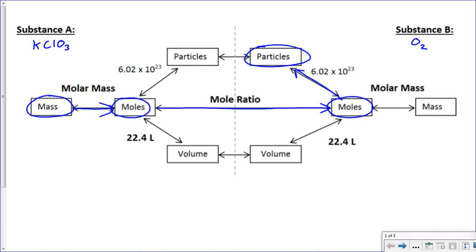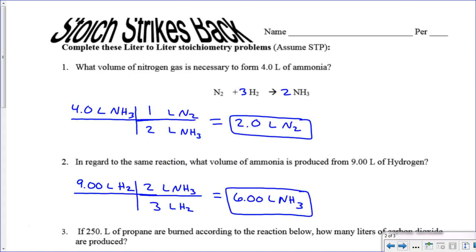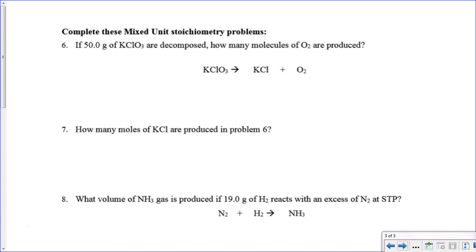And all the conversion factors are listed out there. We need to know the molar mass of KClO3. We need to find the mole ratio, which will be found through using the balanced chemical equation, and 6.02 times 10 to the 23rd particles in 1 mole. Those are the conversion factors that we're going to use. So keep that in mind as we set up this problem, because we'll go through exactly those steps.